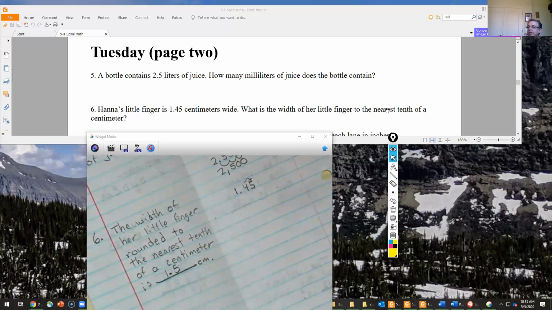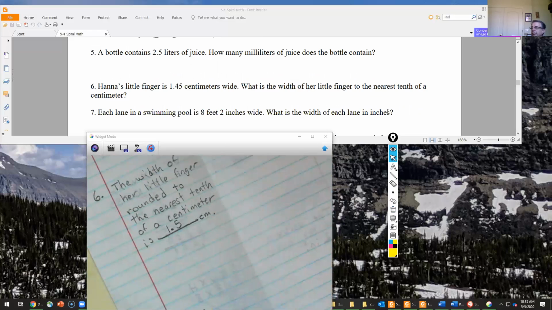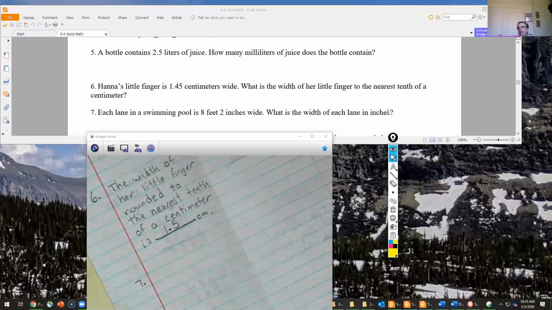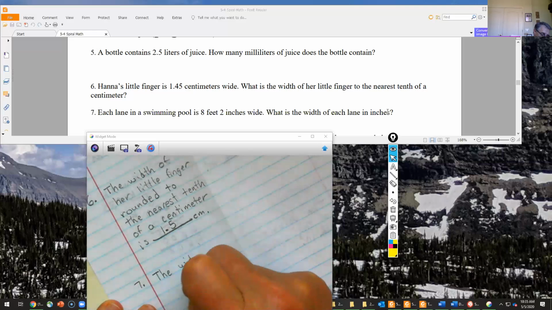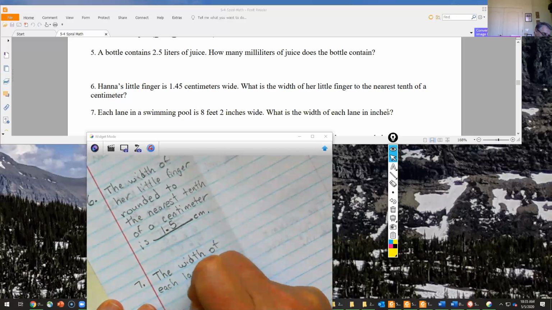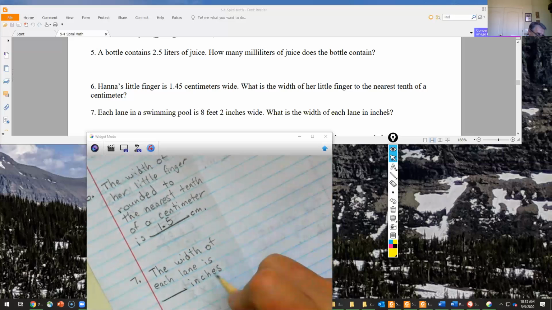Let's go and we'll take a look now at number 7. On number 7, it's saying each lane in a swimming pool is 8 feet wide, or I'm sorry, 8 feet 2 inches wide. What is the width of each lane in inches? So what I need to do is make my answer sentence. The width of each lane is blank inches. And I'll put a period at the end there.